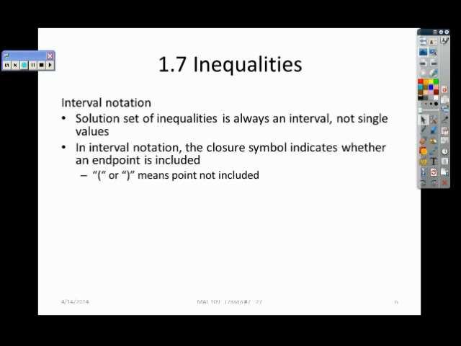How do I identify it if it is part of the answer? A square bracket. Square bracket means include the end. Parenthesis means do not include the end.